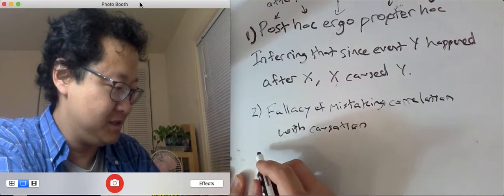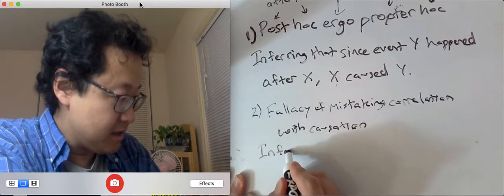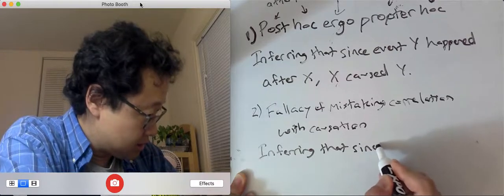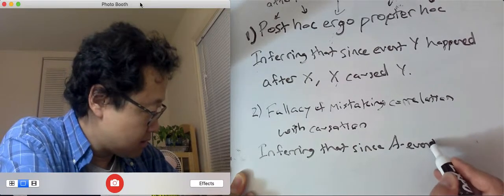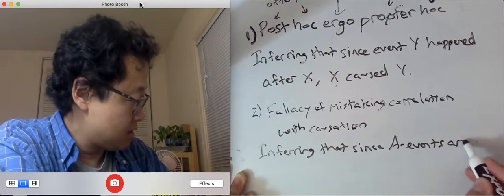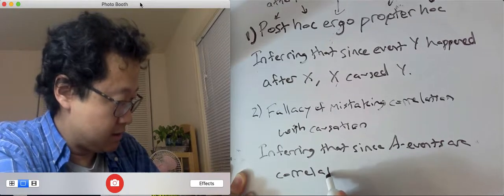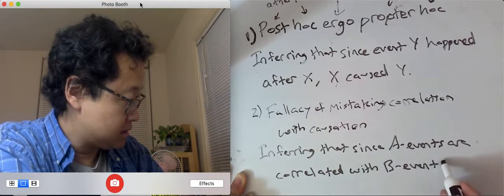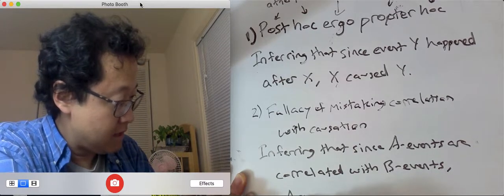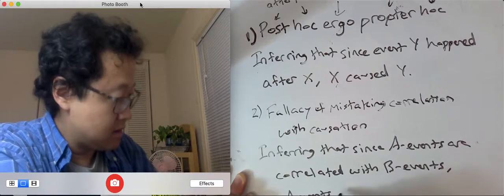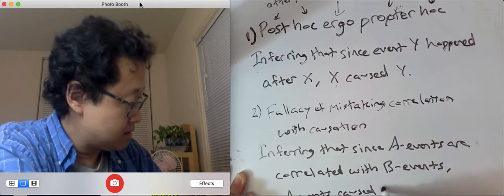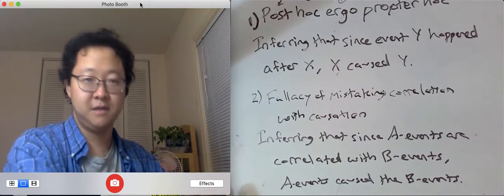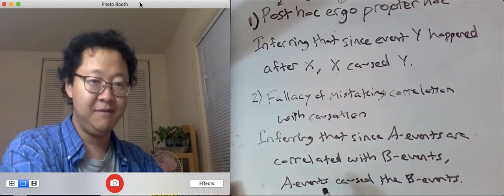So here's going to be our different definition. Inferring that since A events are correlated with B events, A events caused the B events. Okay, inferring that since A events are correlated with the B events, A events cause the B events.